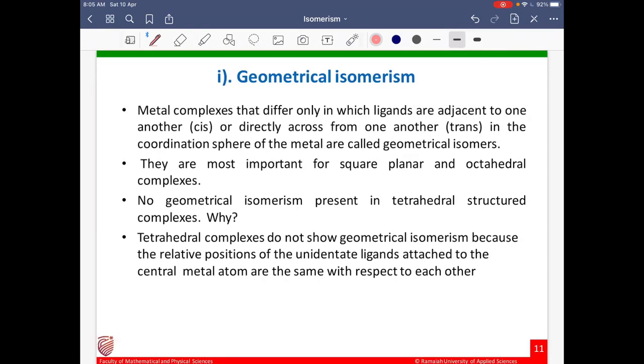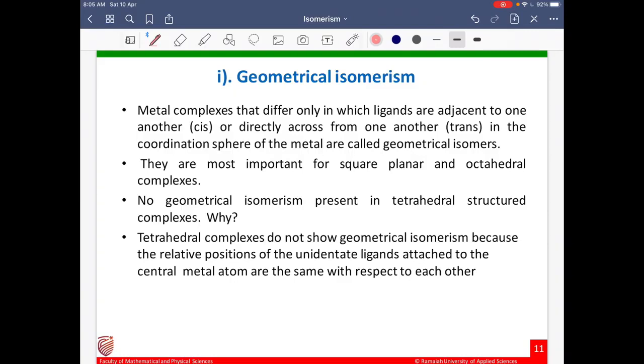Geometrical isomerism. Metal complexes that differ only in which ligands are adjacent to one another, that is cis, or directly across from one another, that is trans, in the coordination sphere of the metal are called geometrical isomers. So one more time I will give the definition. Metal complexes that differ only in which the ligands are adjacent to one another, that is cis isomer, or directly across from one another, trans isomers, in the coordination sphere of the metal are called geometrical isomers.